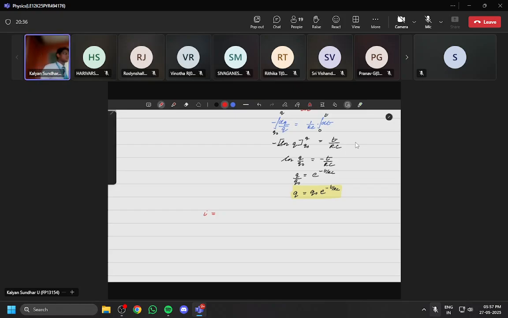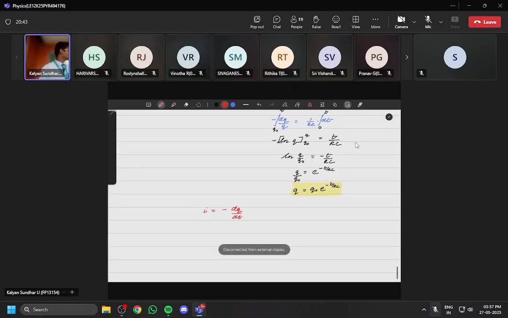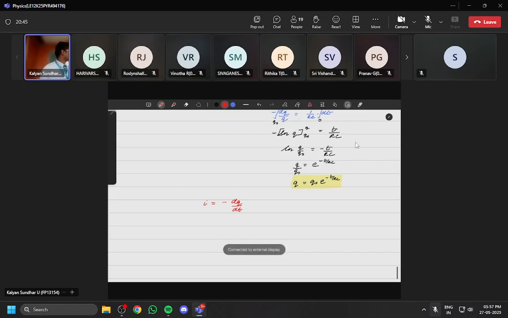Now what about the current? I is equal to, as we said, minus dq by dt. Q already has been there. You have to differentiate this term with respect to t.